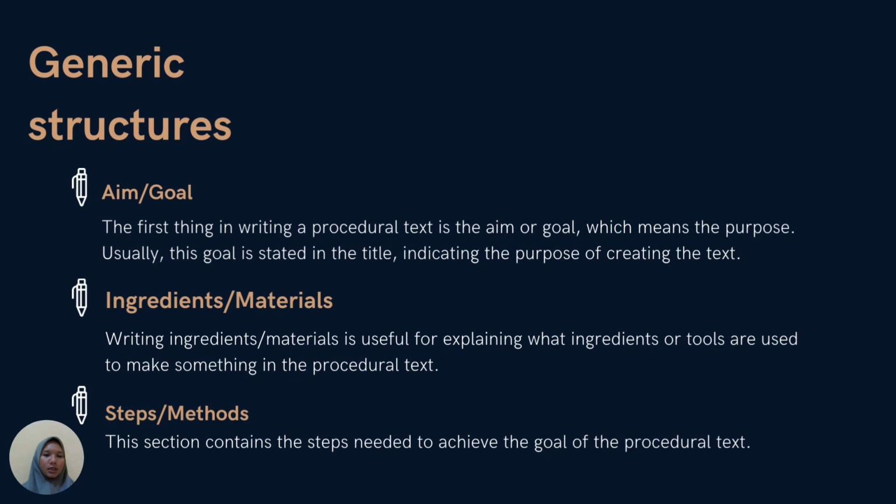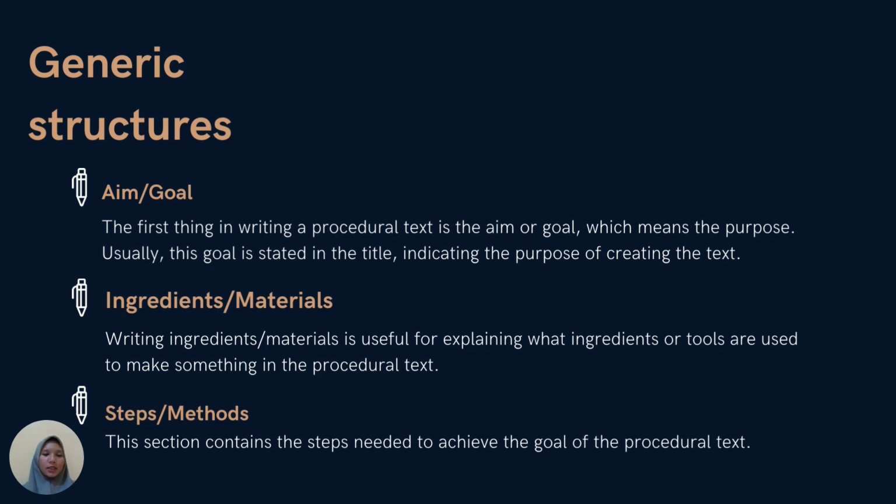And the second is generic structures. The first is aim or goal. The first thing in writing a procedural text is the aim or goal, which means the purpose. Usually, this goal is stated in the title, indicating the purpose of creating the text. It gives context and purpose, helping the reader to understand why they are undertaking the task.